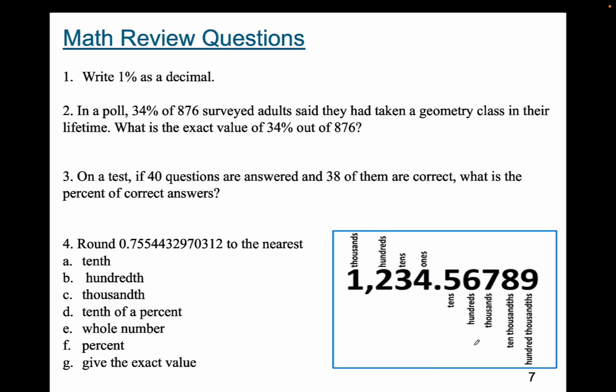All right, we need to do a little math review. Got 4 questions for you. I want you to pause the video and try these 4 questions now. Welcome back. Let's see how you did. Number 1, if you wrote that as 0.01, excellent work. 1% as a decimal is 0.01.